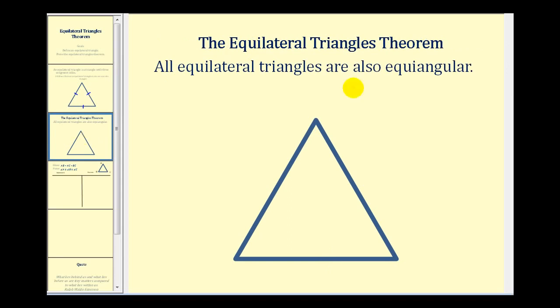Now the equilateral triangles theorem tells us that all equilateral triangles are also equiangular. So if we have an equilateral triangle where we have three congruent sides, then this theorem tells us that the angles are also congruent.